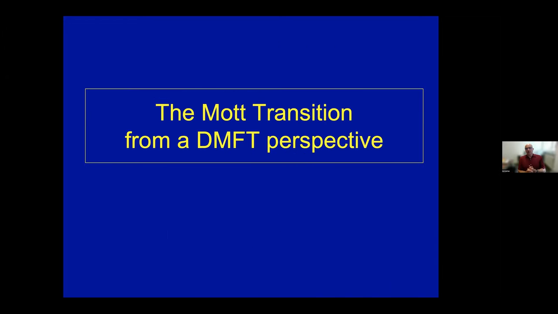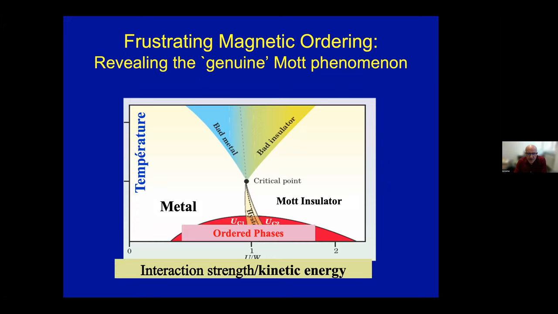So what I'm going to do in these 10 minutes is first show you one of the early successes of DMFT, which is providing us with a consistent theory of the Mott transition, which, as you saw, is at the heart of many of these phenomena. And for this, you have to understand that the Mott transition is a very genuine phenomenon that consists in the gradual localization of electrons as the typical ratio of interaction strength over kinetic energy is increased. So we can go from a metal to an insulator.